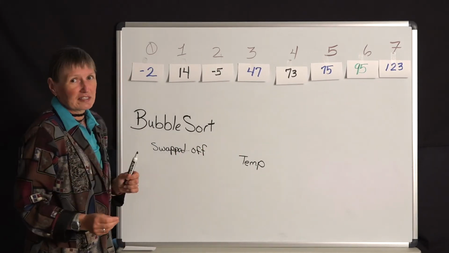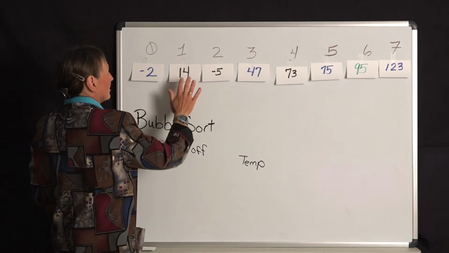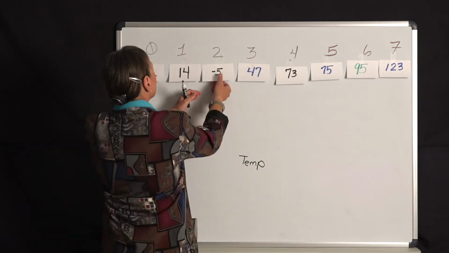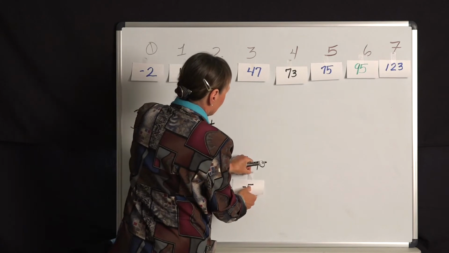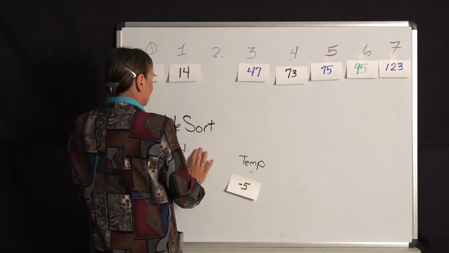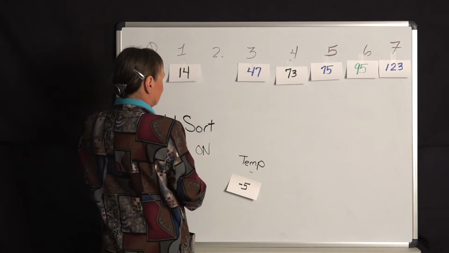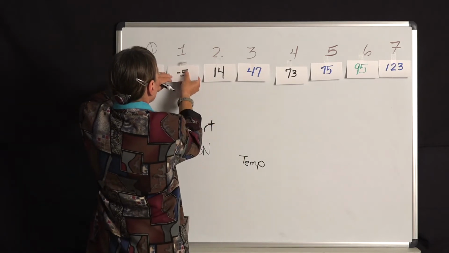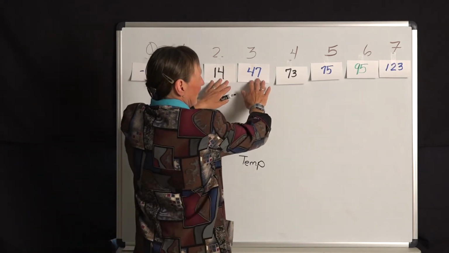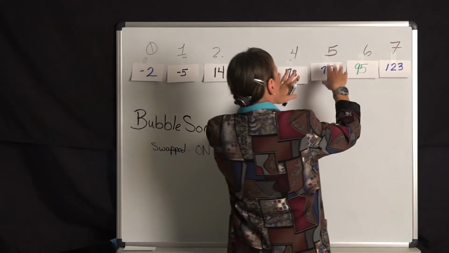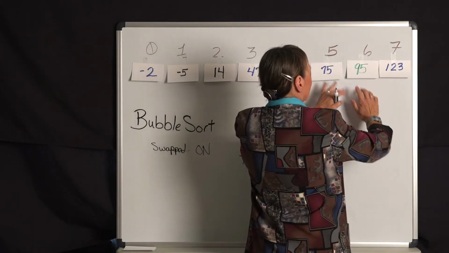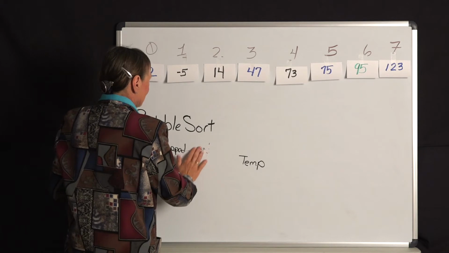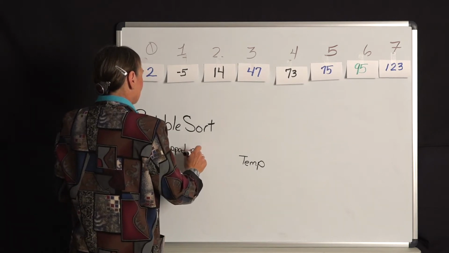Go back to the start of my list. -2, 14. We're good. 14, -5. Not good. So we put this down here. We turn our swapped back on again. Move this over, move this here. Compare, compare, compare, compare, compare. Let's see if a swap, yep, swap is on. So we're going to turn it off and run through it again.